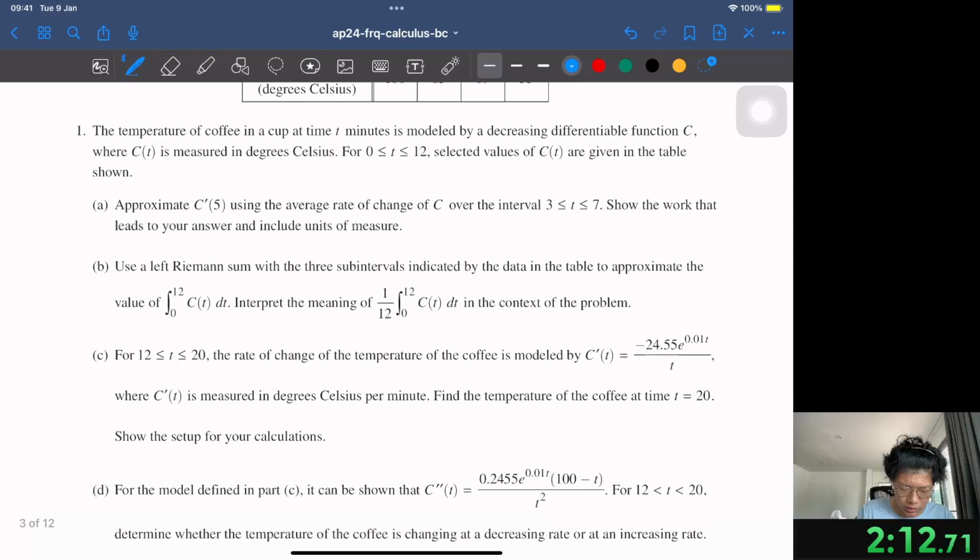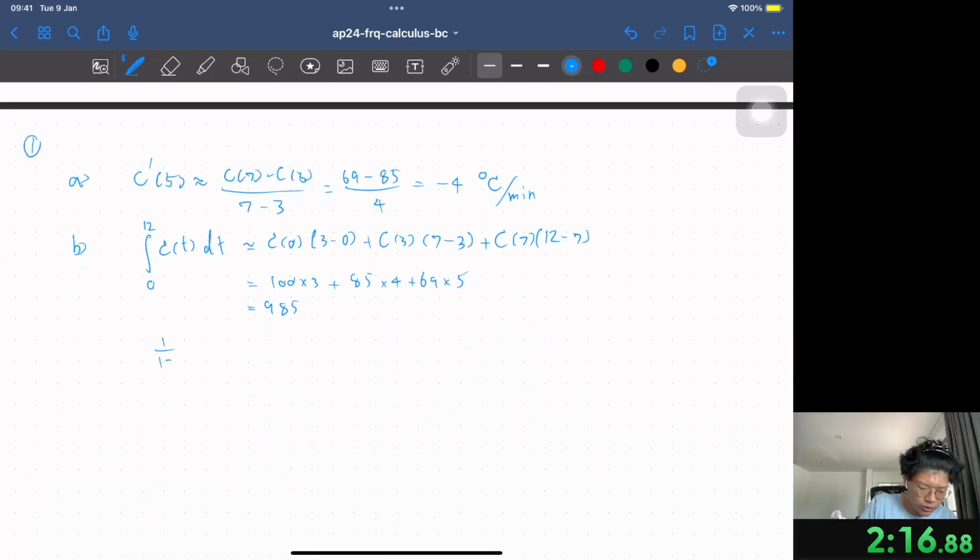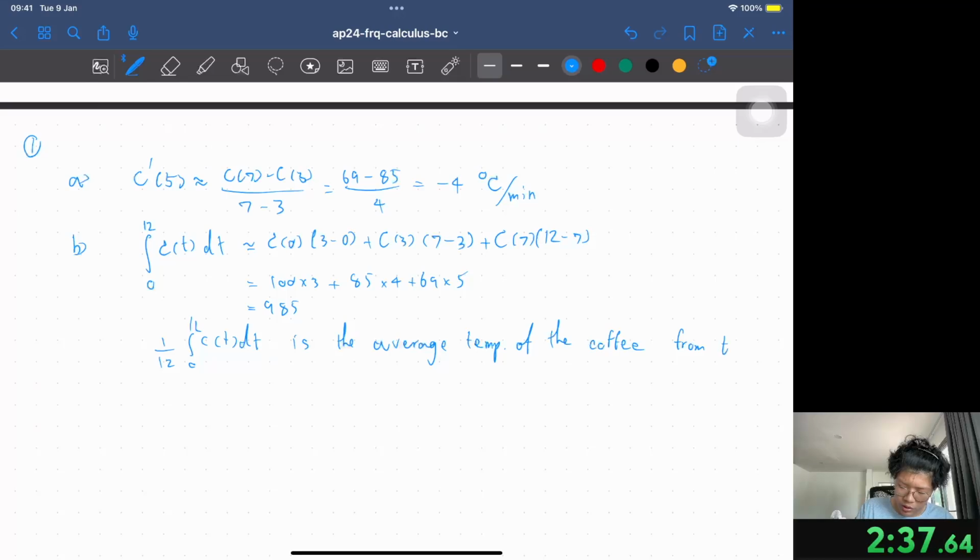It also asked about the meaning of that integral divided by 12. It is the average temperature of the coffee from t equals 0 to 12.